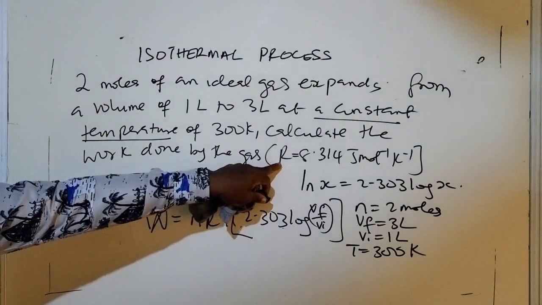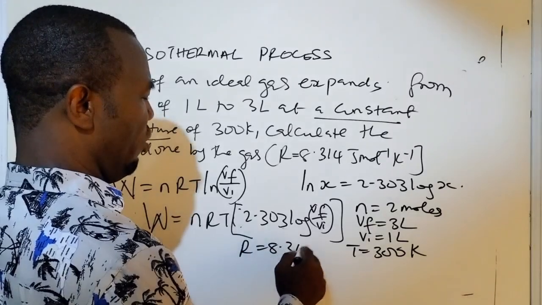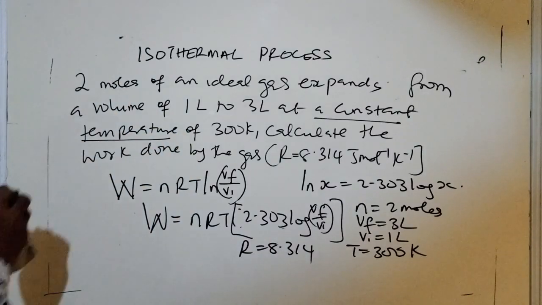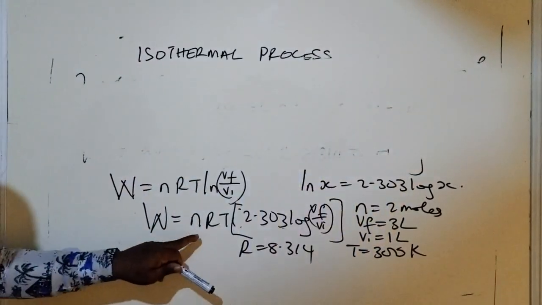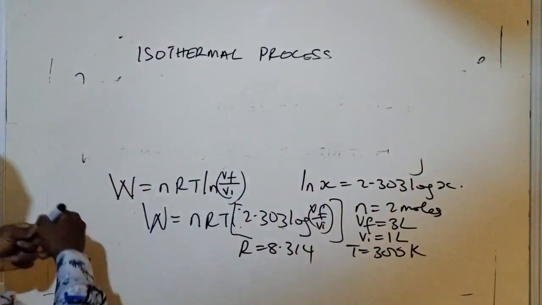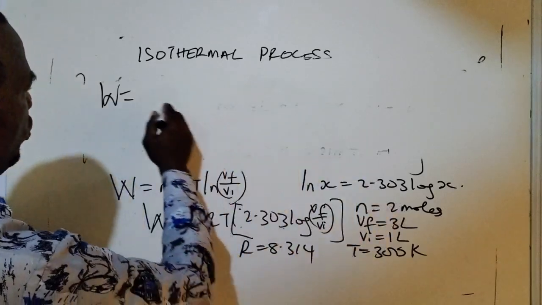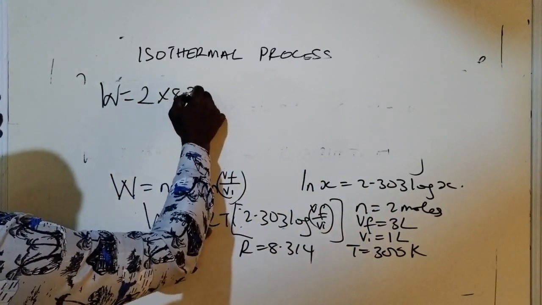So then the gas constant is 8.314 in SI unit. So having obtained all the values we need, we can write the formula and use this formula here and make a substitution like this one. W becomes equal to number of moles of the gas, which is 2. The gas constant is 8.314.